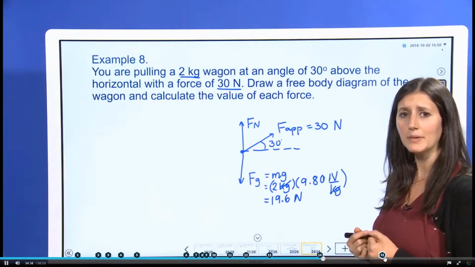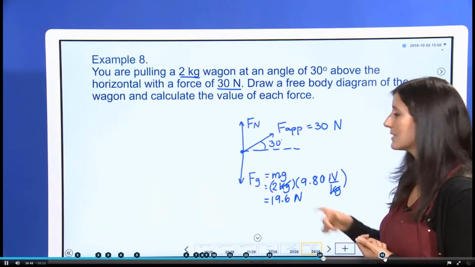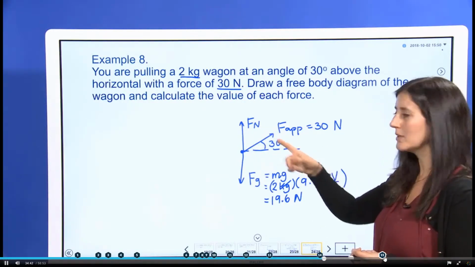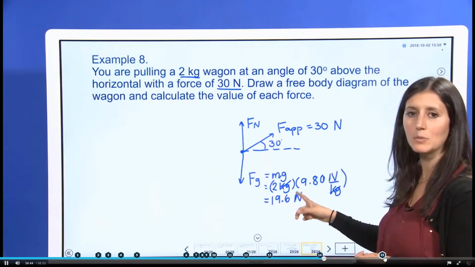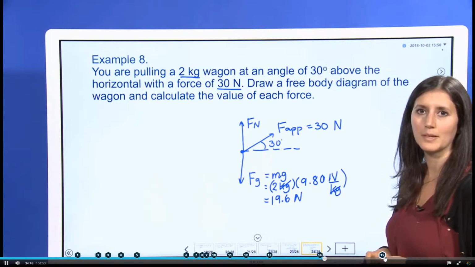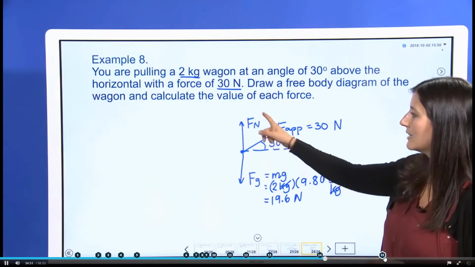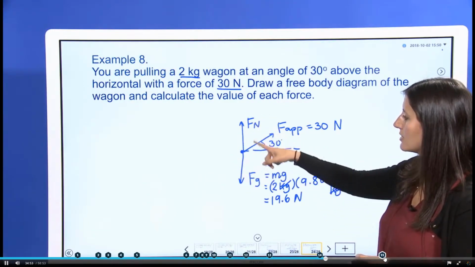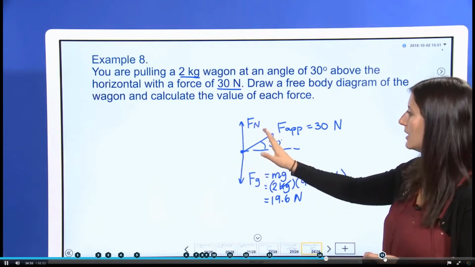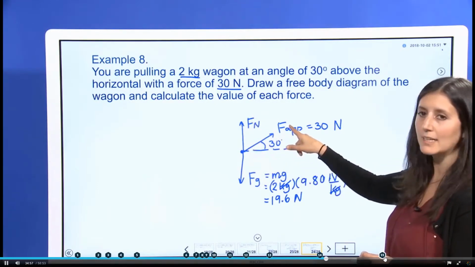So most people, when I ask them, what is the normal force here, would say that it equals 19.6 newtons, okay? But it's not. And the reason for that is because in this question, if these two were both equal but opposite, you would be left with this F applied here.